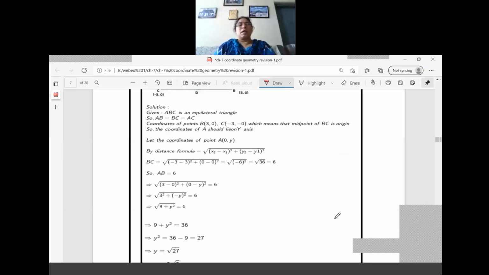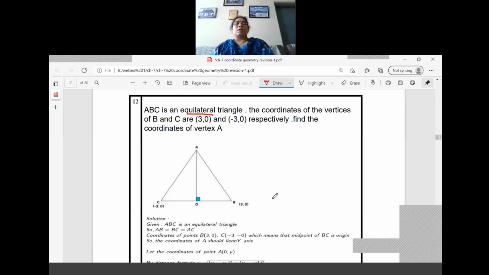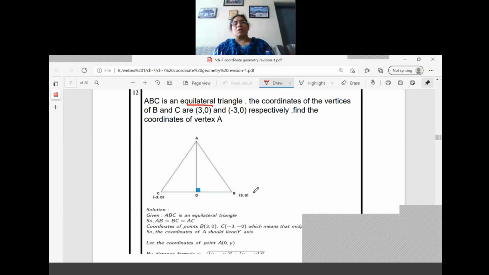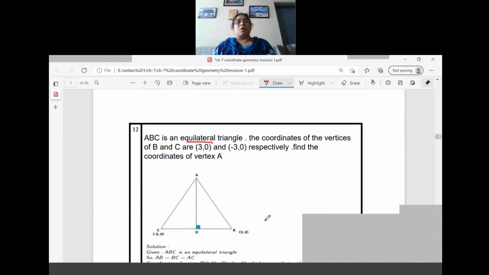Now what is the next one? AB equals 6. B coordinate we got already, 3 comma 0, and the distance we have got, so we can apply it that way. So the distance formula, squaring is done. Then what is the coordinate here? A coordinate, B is 3 comma 0, and A they have taken as 0 comma y only.